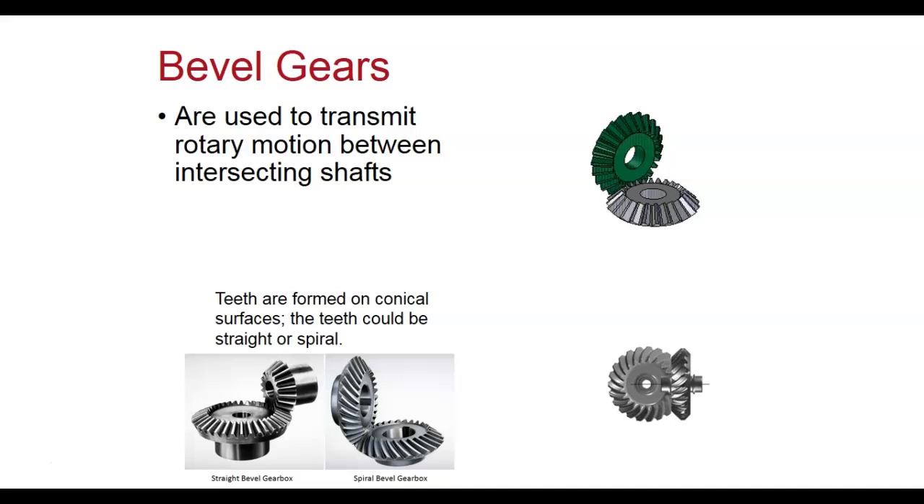This is spiral, but it could be helical, which would be a slant. They're calling it a spiral bevel gear, but I haven't heard it called that.